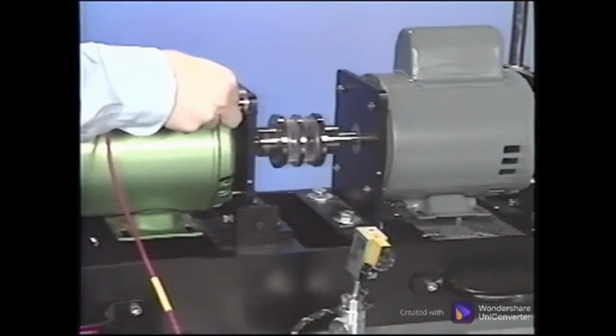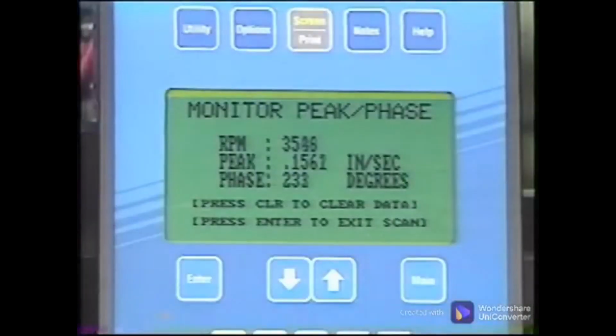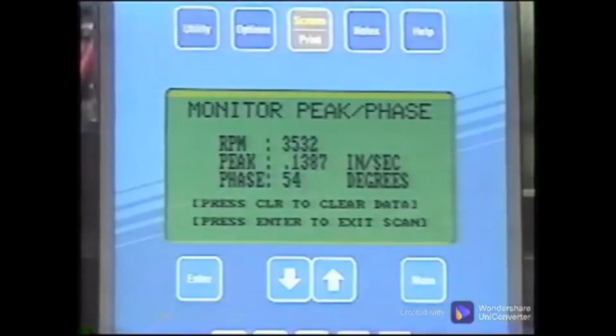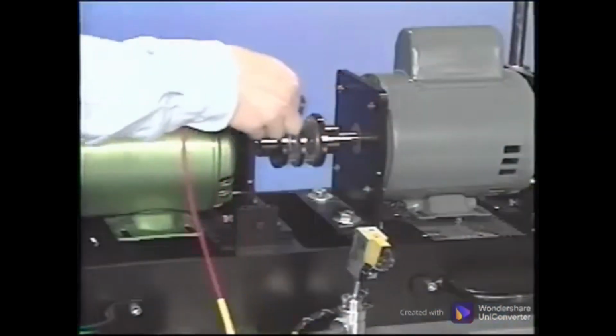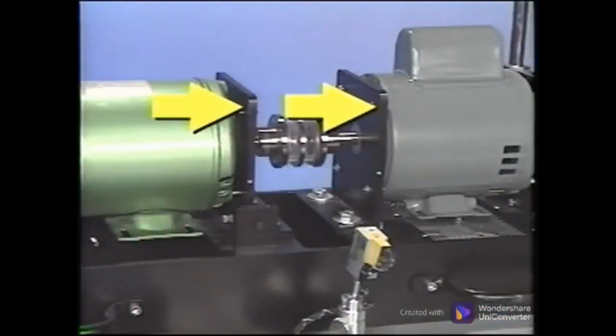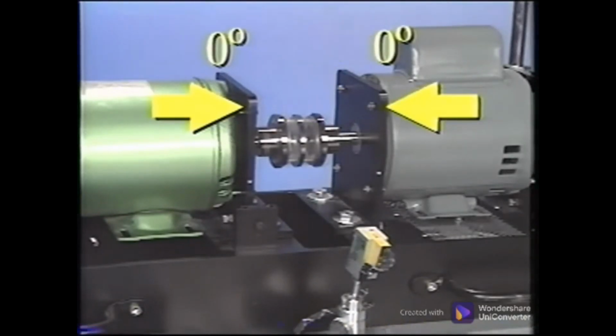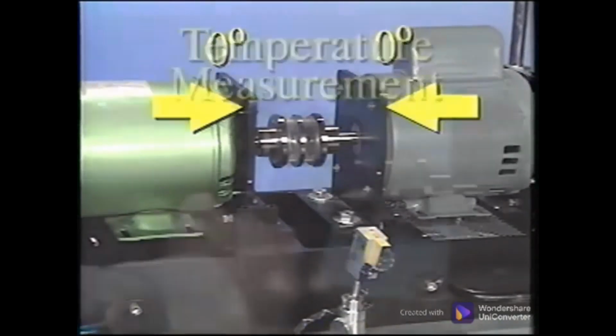Peak and phase readings made in the axial direction across the coupling can also be used to detect a misalignment condition. Readings approximately 180 degrees apart mean the machines are moving opposite each other and indicate angular misalignment. All of these rules of thumb are based on the sensor being turned the same direction for comparative measurements. The readings will change 180 degrees when the sensor is turned around.